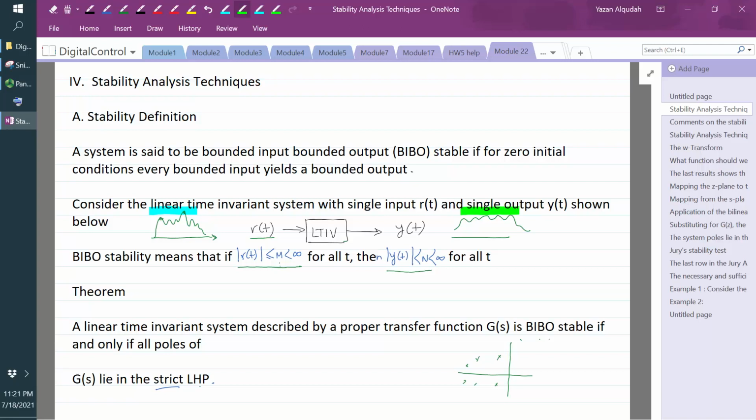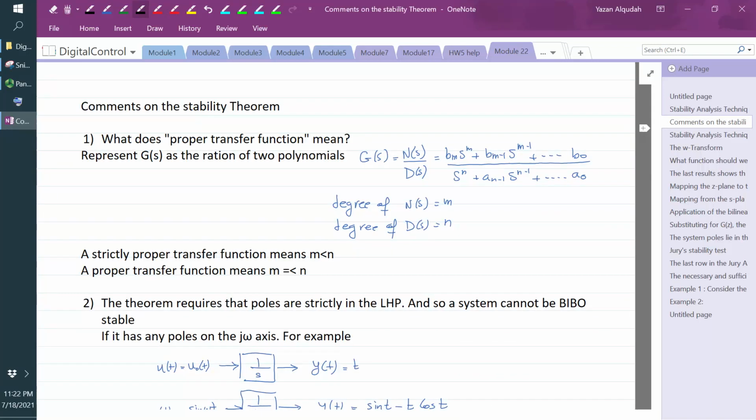Now we know that if I have a linear time invariant system described by a proper transfer function, then the system is bounded input, bounded output stable if all the roots are in the left half plane. All the poles of the system have to be in the left half plane. What does proper mean? If I have the transfer function G of s, it means the order of the numerator is equal to or less than the order of the denominator. If the order of the numerator is less than the denominator, then we call that strictly proper.